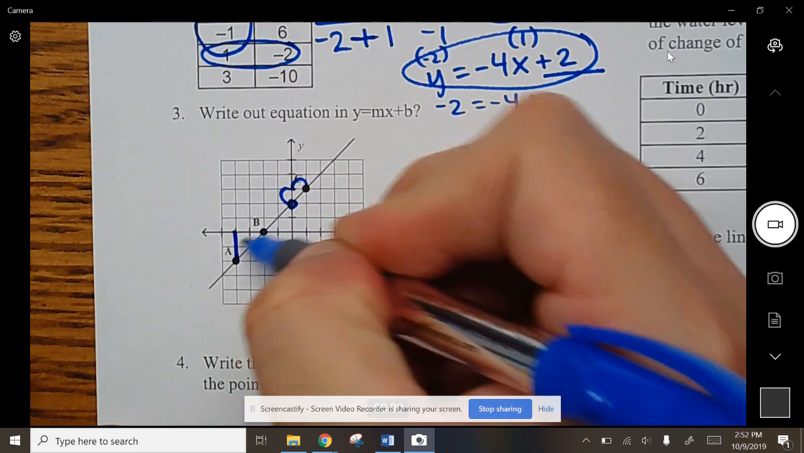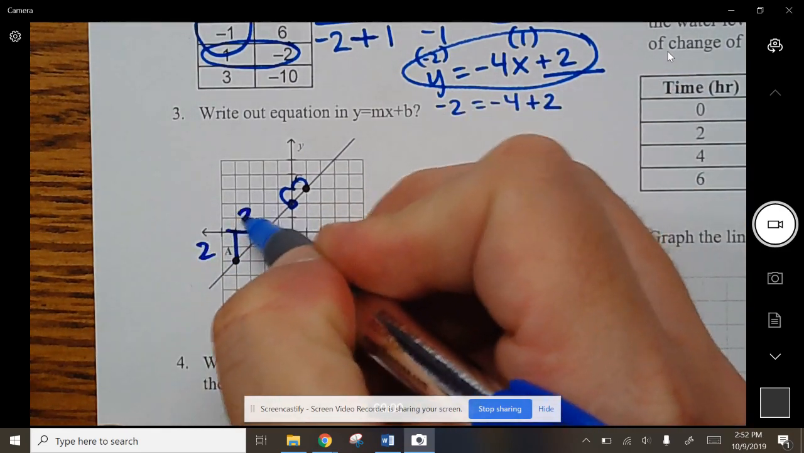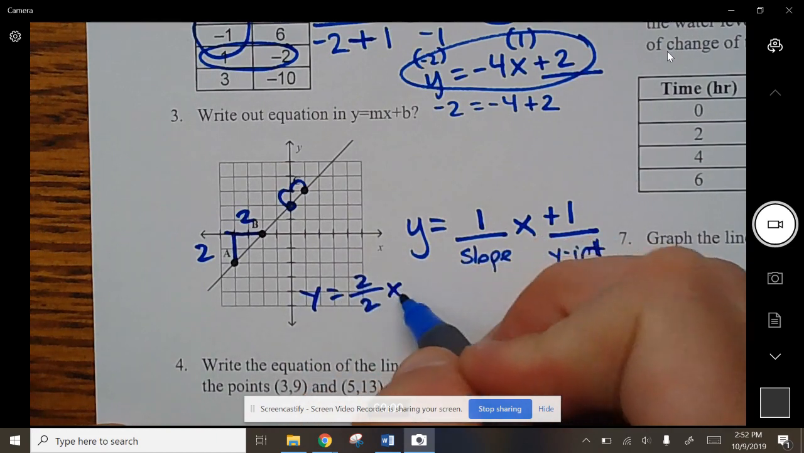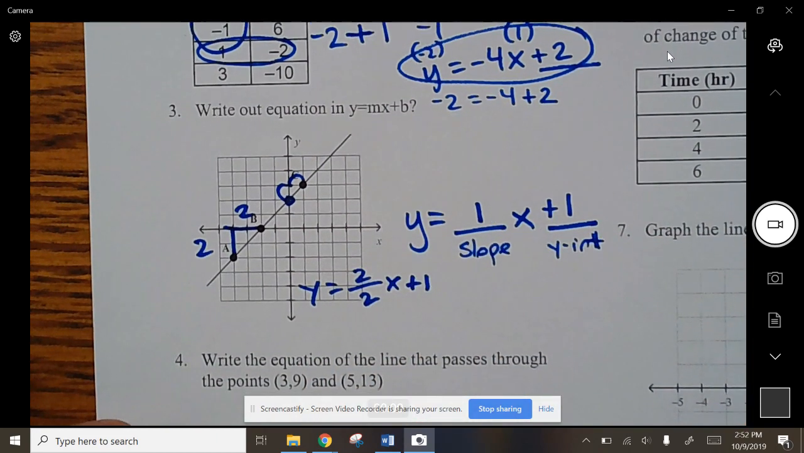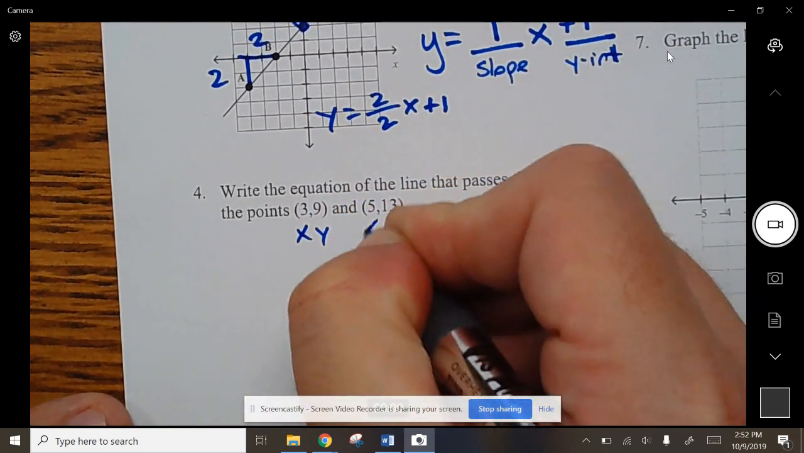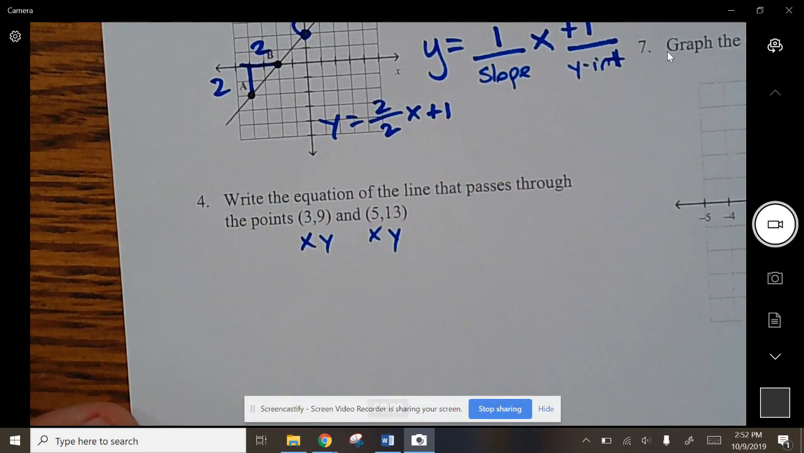What if you did this one? You rose 2 and you ran 2, and you put 2 over 2? That's still correct. If you wrote this as an equation, that's still correct too, and the test will know that it's correct as well. Number 4, make sure you need to label your points, and then this is super simple.